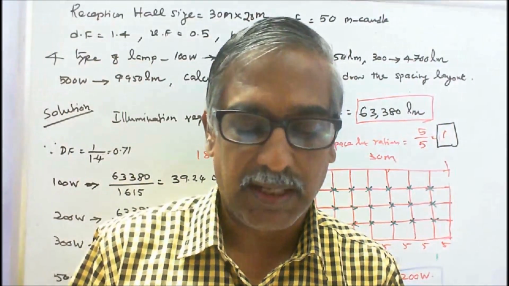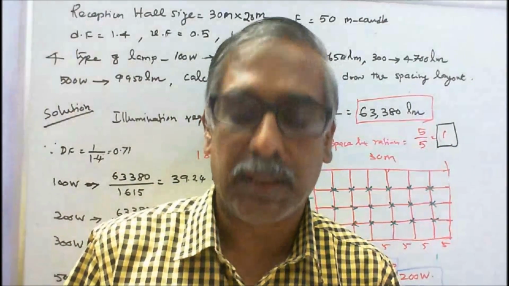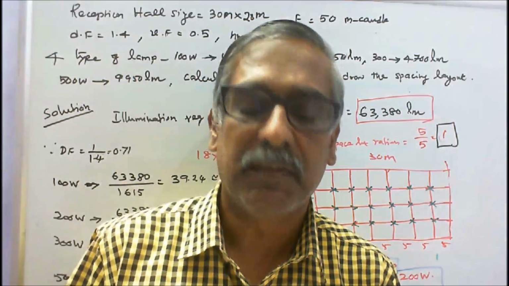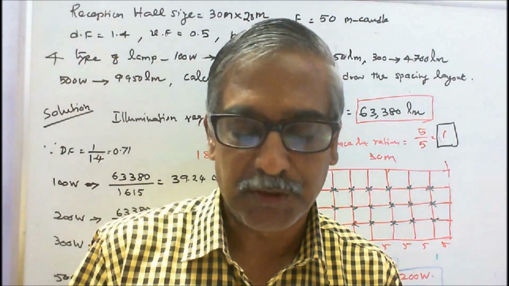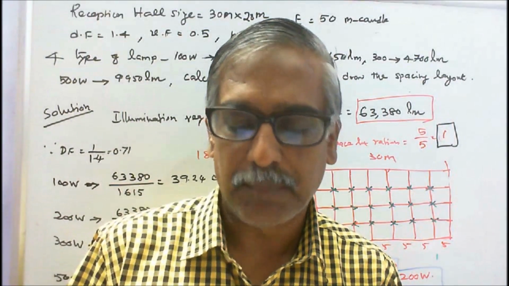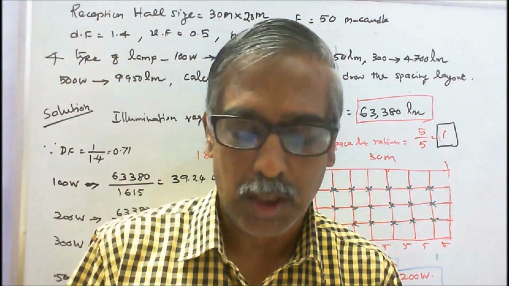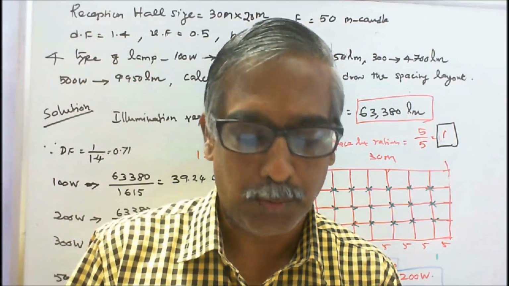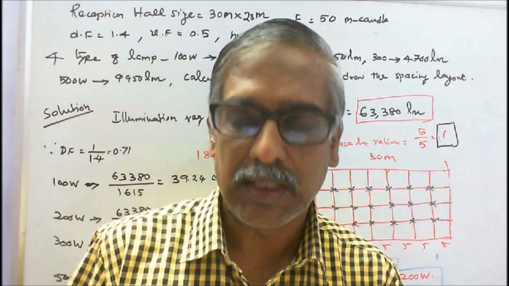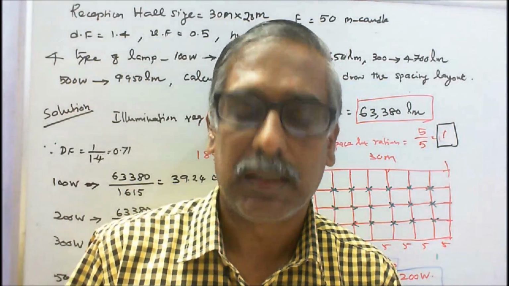Problem 3. A reception hall 30 meters long and 20 meters wide is to be illuminated, and the illumination required is 50 meter candles. Assume depreciation factor is equal to 1.4, utilization factor is equal to 0.5, mounting height is equal to 5. Four types of lamps having lumen output as given below: 100 watts 1650 lumens, 200 watts 3650 lumens, 300 watts 4700 lumens, 500 watts 9950 lumens. Calculate the number of lamps needed and also draw the spacing layout.